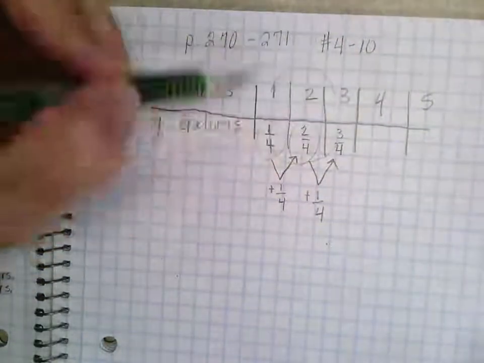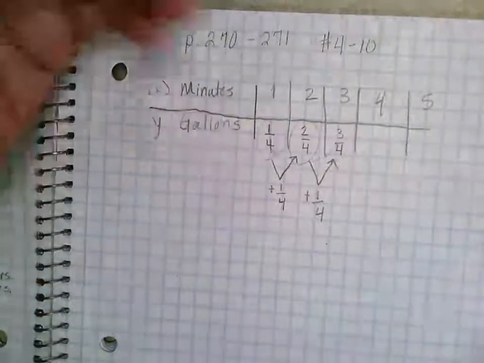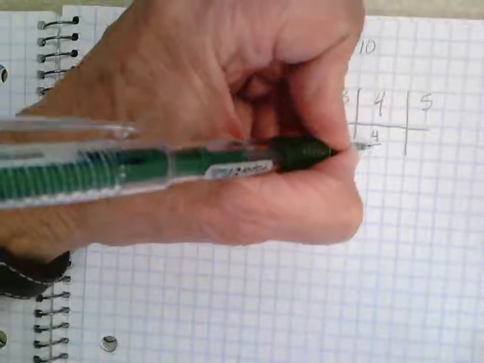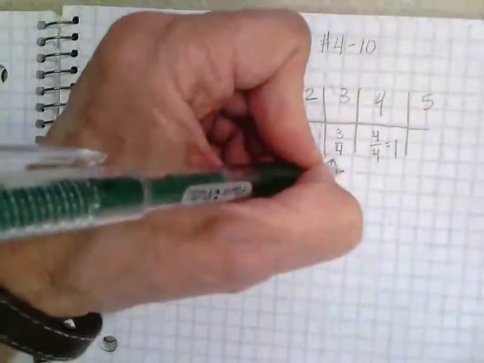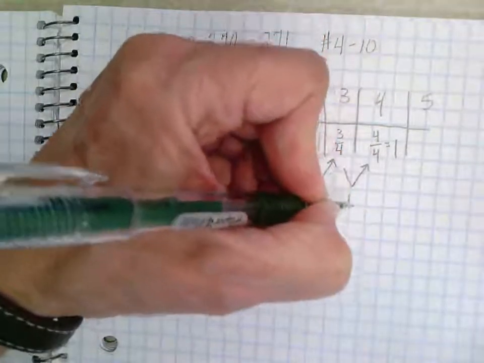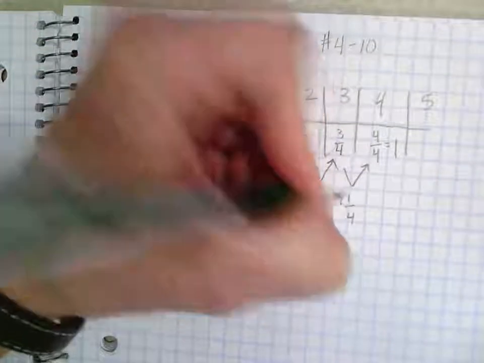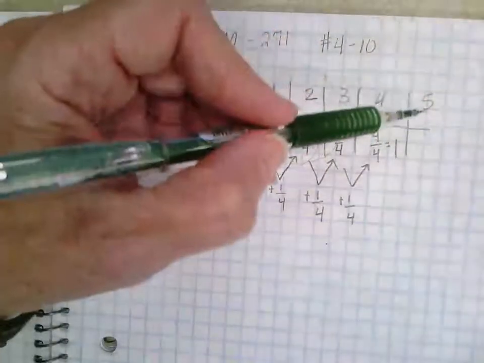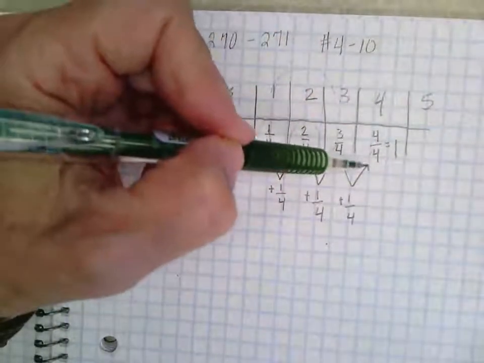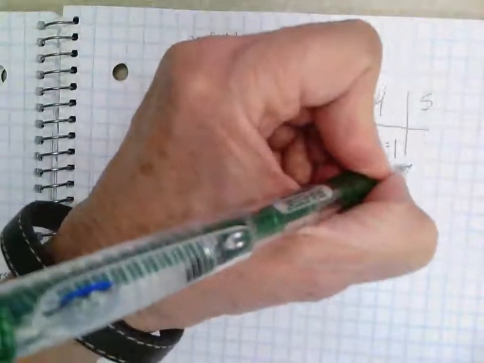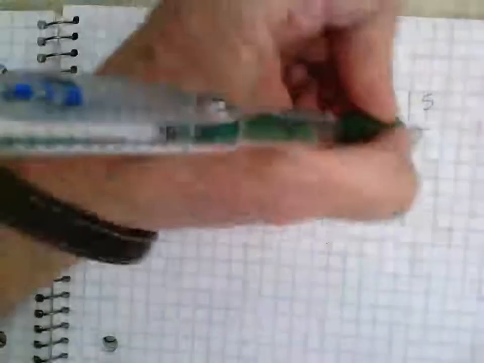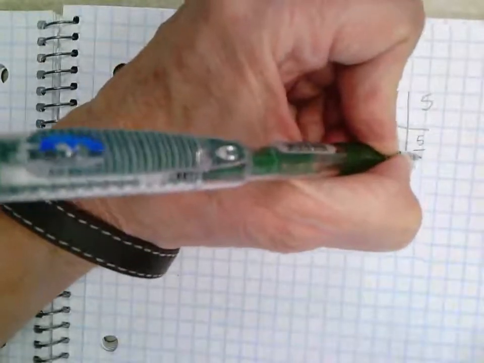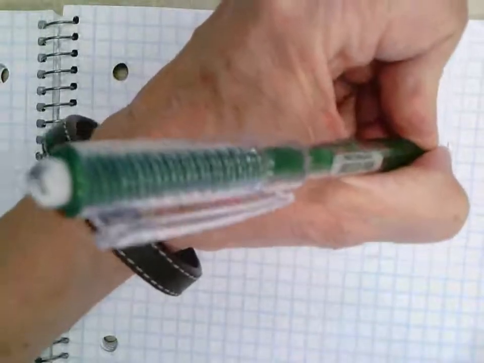1 times 4 is 4. 1/4 times 4 is 4/4, which is equal to 1. And again, just adding 1/4 here. And then for 5, I can add another 1/4, and I can get 5/4, or that would be the same as 1 1/4.